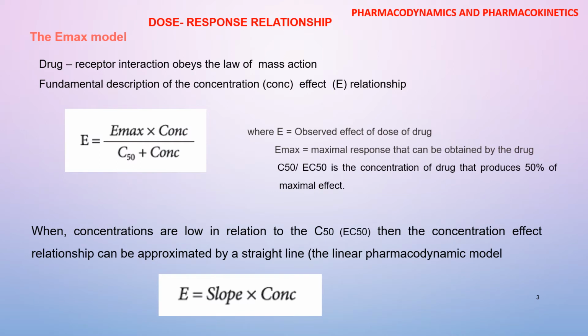The drug-receptor interaction obeys the law of mass action and follows a hyperbolic curve according to the equation E is equal to Emax times concentration divided by the sum of EC50 and concentration. When the concentration is very low, the curve is approximately a linear line. In such cases, effect is the product of slope and concentration.